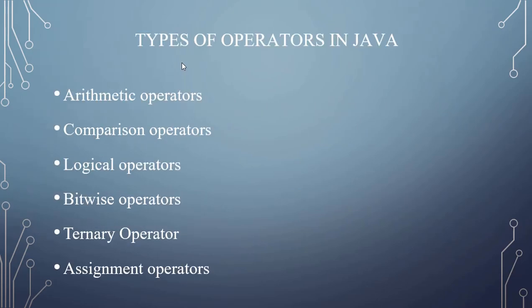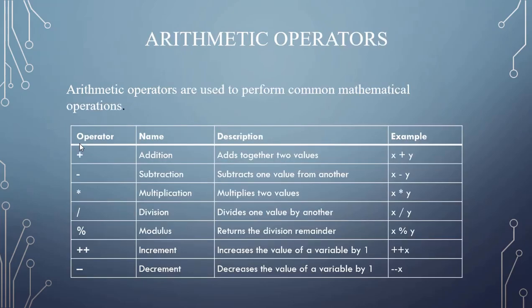Okay, then we will discuss the types of operators: arithmetic, comparison, logical, bitwise, ternary and assignment operators. In this video, we will discuss arithmetic and comparison operators. What are the arithmetic operators? Addition, subtraction, multiplication, division, modulus, increment operator and decrement operator.